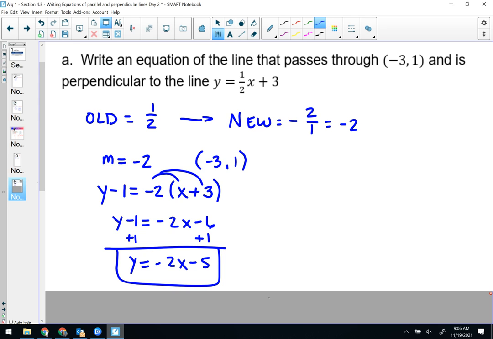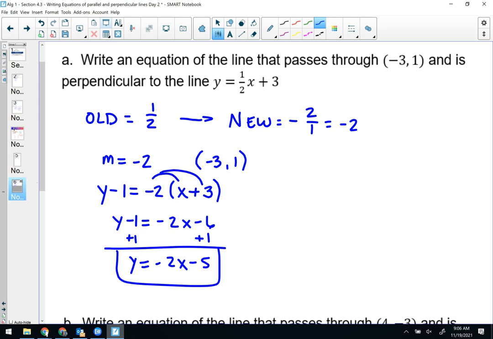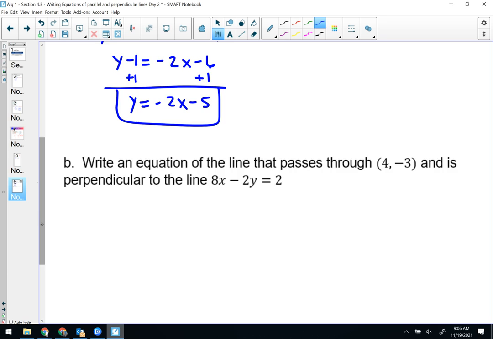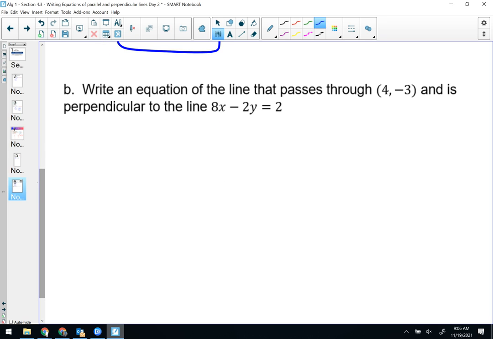Okay, let's take a look at our last one. This one's a little bit more difficult, just a little bit more work on the front end. Because look at my equation. Is it already set up to see my slope? No. Please don't just say the slope is 8. You guys, all the time it happens where people just look at the x and say, oh, there's a slope. No, it's not solved for y yet. You can't do that yet. So let's solve this equation for y.